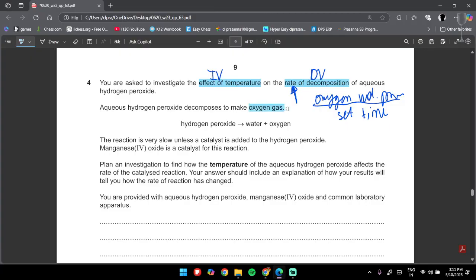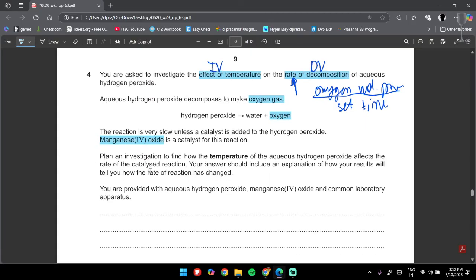To make oxygen gas, they have given you an equation here. Note that whenever you see oxygen in the question, there are high chances that you will have to measure the volume of the gas. Or it could be something else. That's not always the case, but most of the time. Now, the reaction is very slow unless a catalyst is added to hydrogen peroxide. Manganese(IV) oxide is a catalyst for this reaction.